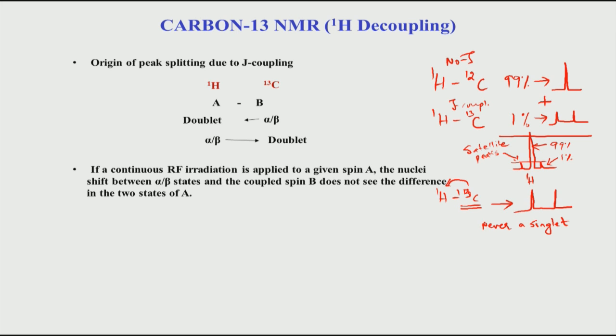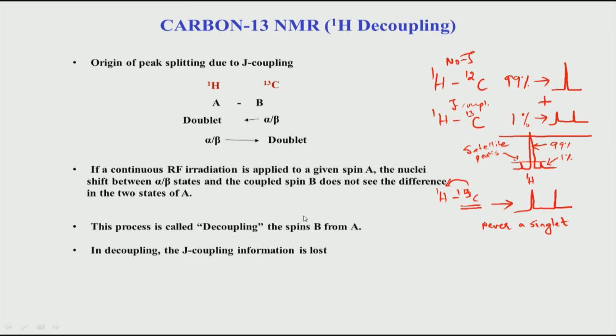When the population becomes equal, as far as carbon is concerned, it does not see any difference between alpha and beta, because they are now equal. Therefore, it does not see any difference in the spin state. So, when that happens, this peak becomes a singlet. This process of doing an RF irradiation on one spin so that it removes the J coupling is called decoupling. There are a variety of decoupling methods available in the literature. Therefore, decoupling is in fact a very ongoing part of research in NMR.